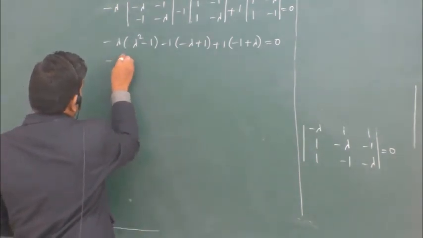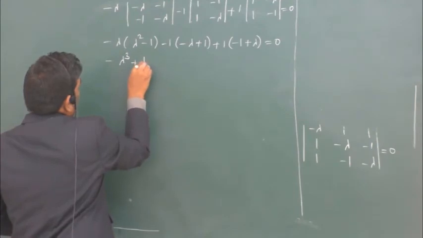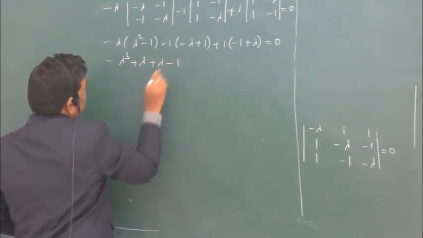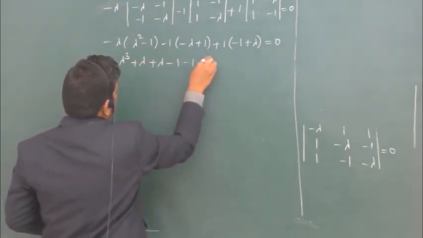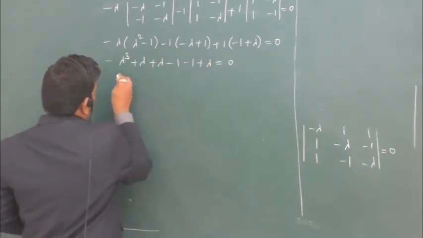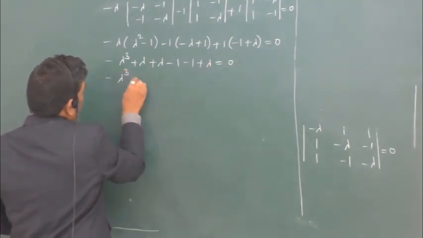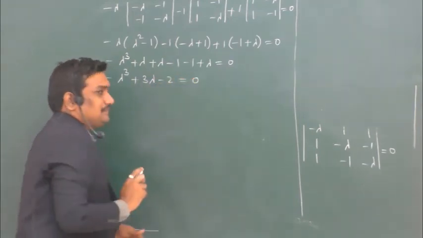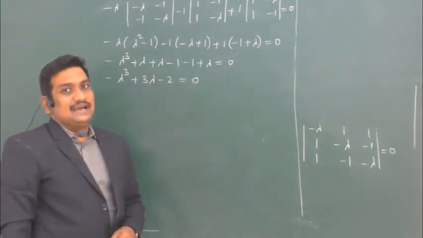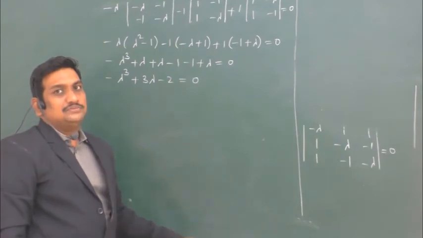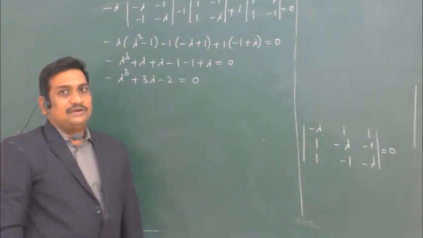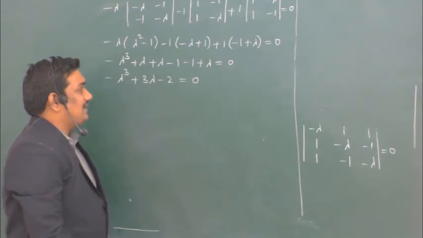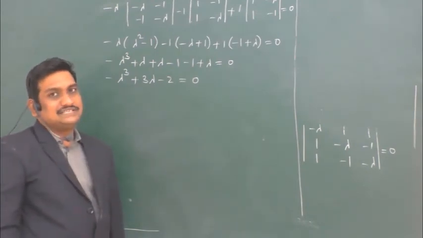Now let us simplify this. It is minus lambda cube plus lambda minus 1 plus lambda equals 0. It is minus lambda cube plus 3 lambda minus 2 equals 0. So this is the characteristic equation corresponding to the matrix of quadratic form A. Now you need to find the roots of this characteristic equation.